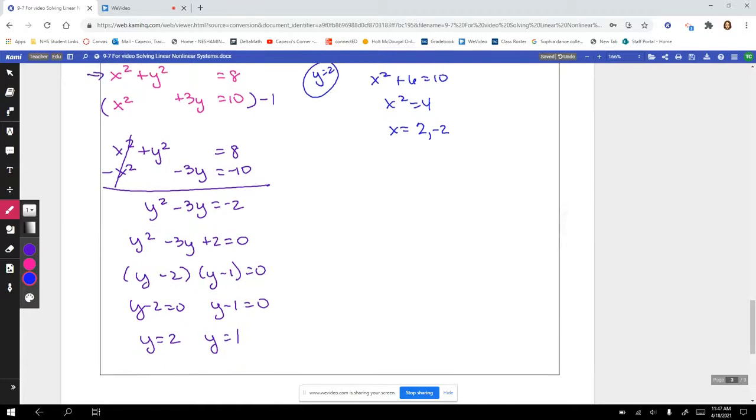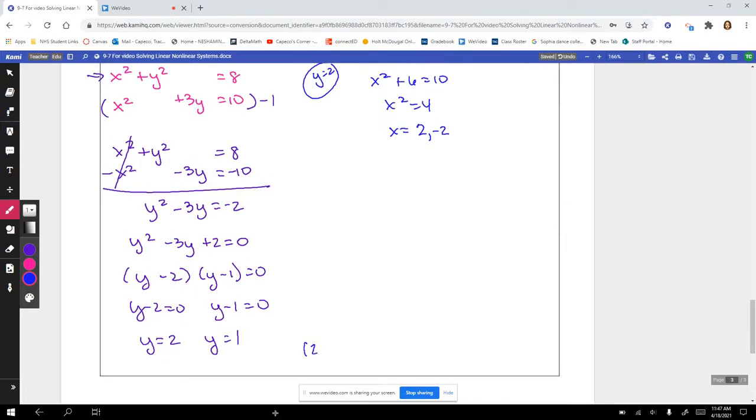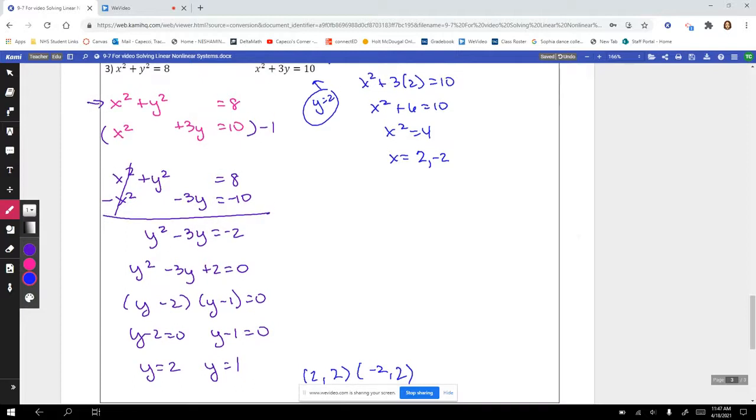Okay, so again, when y is 2, I have 2 points so far, 2 and 2, and then I have a -2 and again 2. Okay, now we have to do y is equal to 1. So I have x squared plus 3 times 1 is equal to 10. So x squared plus 3 is equal to 10. So x squared is equal to 7. So x is equal to plus or minus the square root of 7.